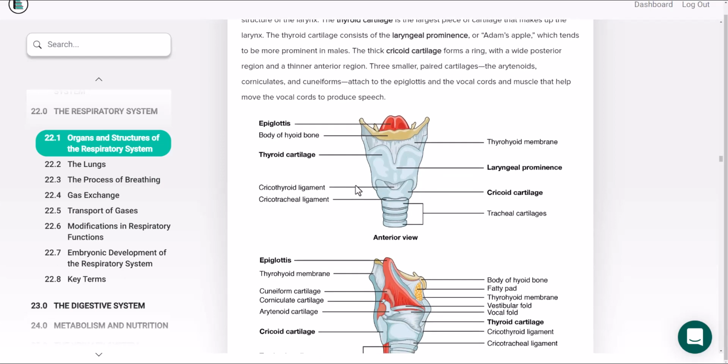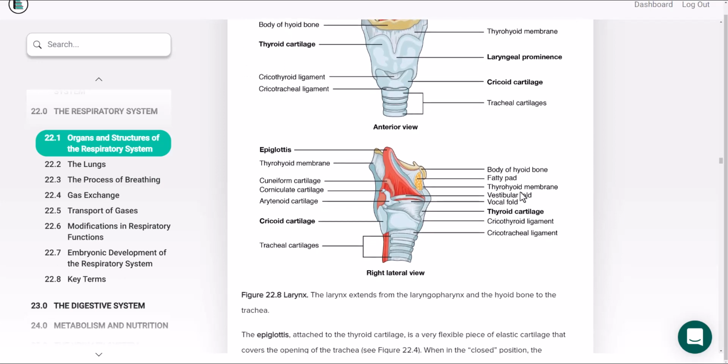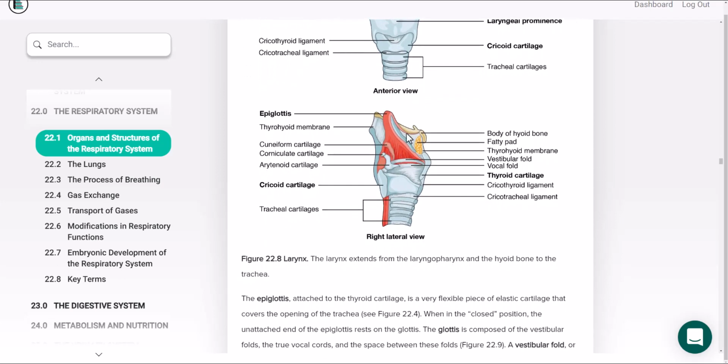There's a number of other pieces of cartilage and a number of other ligaments that hold all of this together. You'll review those in the lab, but I'll tell you now, the big ones are the ones in bold here: epiglottis, thyroid cartilage, laryngeal prominence, cricoid cartilage. As we take a look at a lateral view of the larynx, here's that epiglottis.